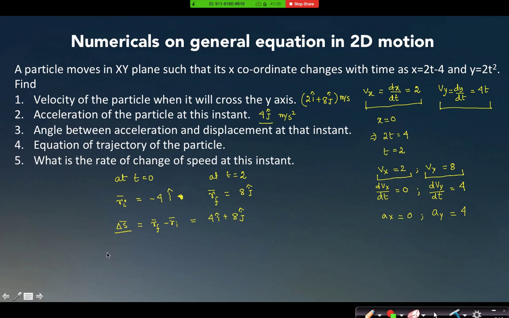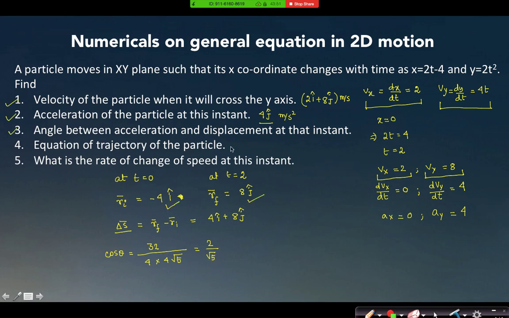So the angle, if I say theta, then cos theta will be equal to, I will do a dot product, simple dot product. If you remember, this is 32 divided by, what is the modulus of acceleration, it is 4, and what is the modulus of this thing? 4 root 5. Have you got 2 by root 5 as your cos theta?